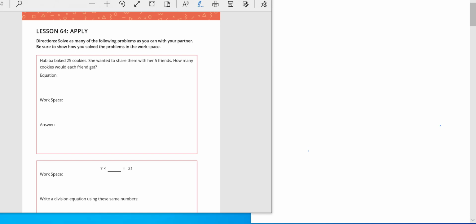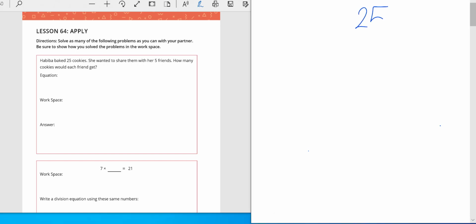He said that Habiba baked 25 cookies. She wanted to share them with her 5 friends. How many cookies would each friend get? So we have here total number of cookies is 25, and she wanted to share them with 5 friends. We can use part whole to show this exercise.